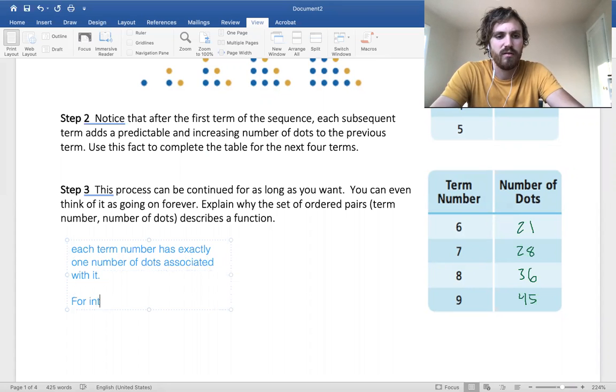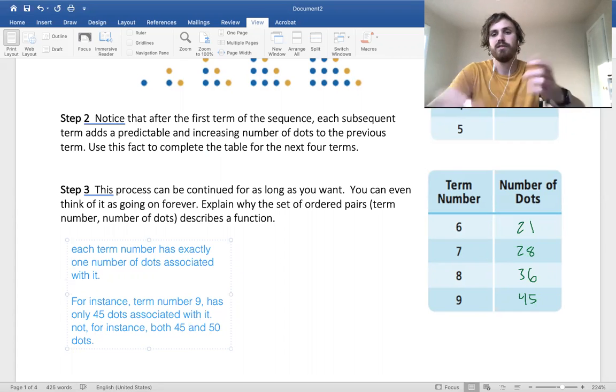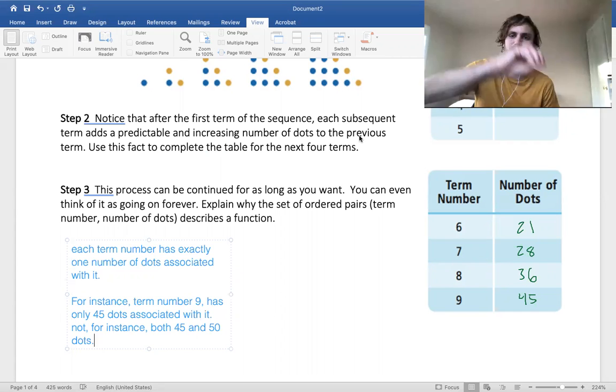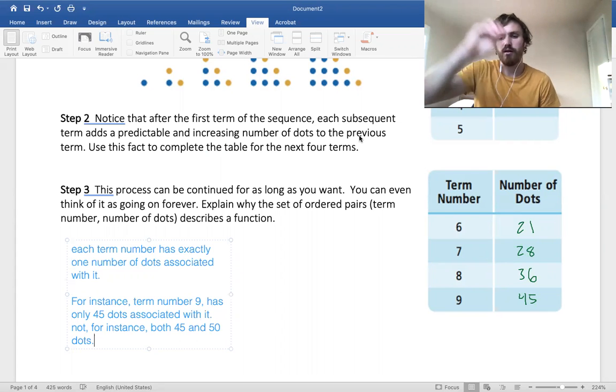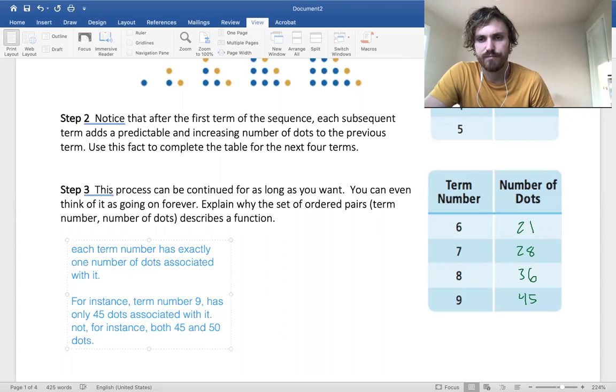For instance, term number 9 has only 45 dots associated with it. Not, for instance, both 45 and 50 dots. So there's only one number that is associated with each term. So 6 goes to 21, 7 goes to 28, 8 goes to 36, 9 goes to 45. We have a one-to-one relationship here.